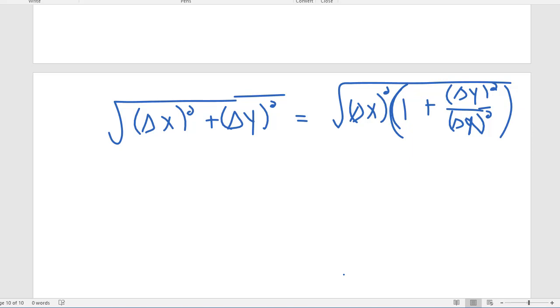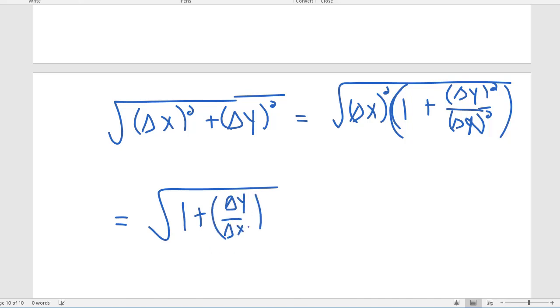So then the advantage to this is what I have over here is delta y over delta x. So I'm going to do two things here algebraically. The square root of delta x squared. So I have the square root of 1 plus, and I'm going to write delta y over delta x quantity squared. So algebraically, that's totally legal. I'm going to use the property of exponents to write it in this manner. And then I have times the square root of delta x squared.